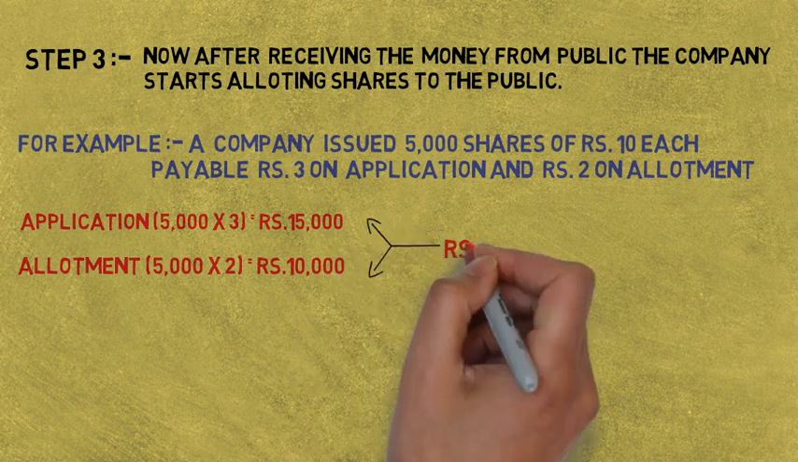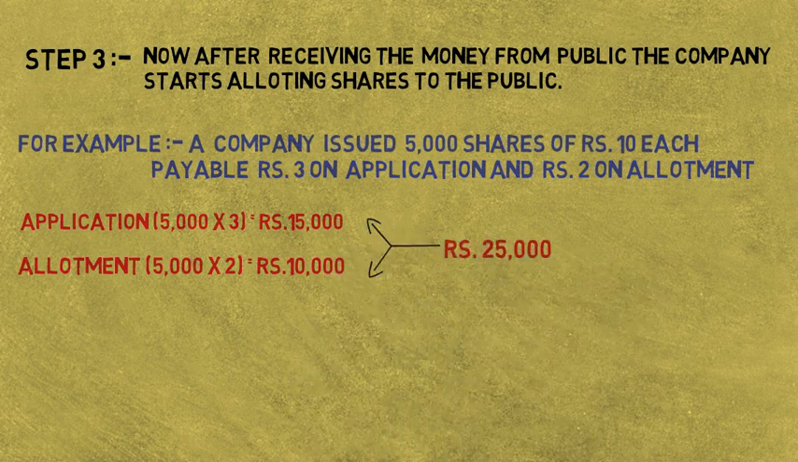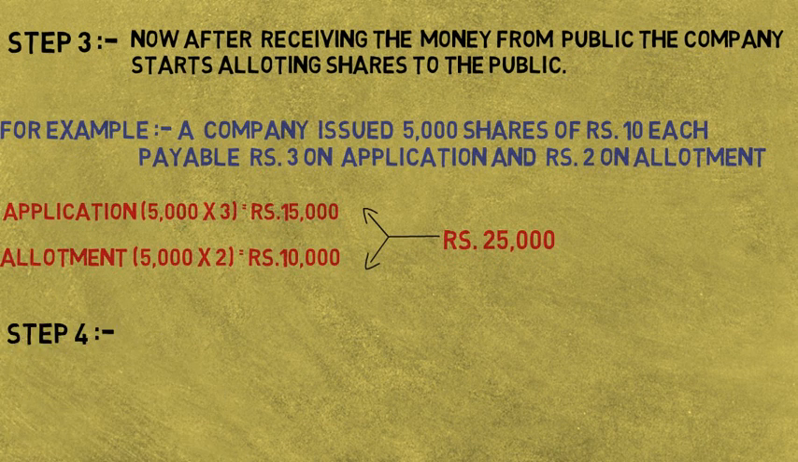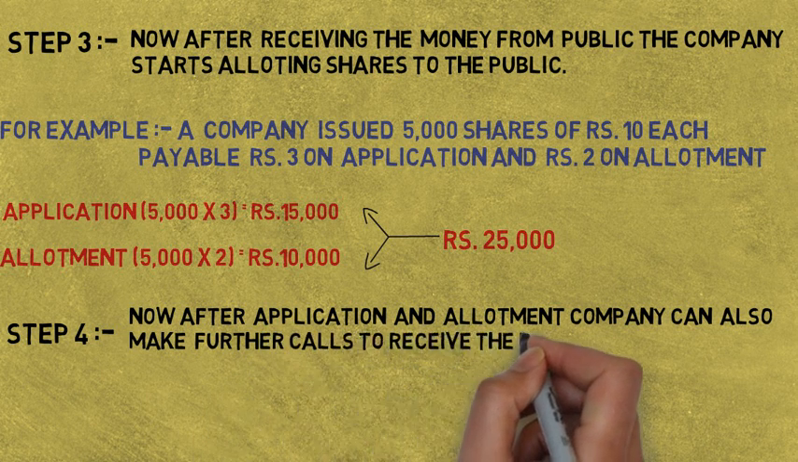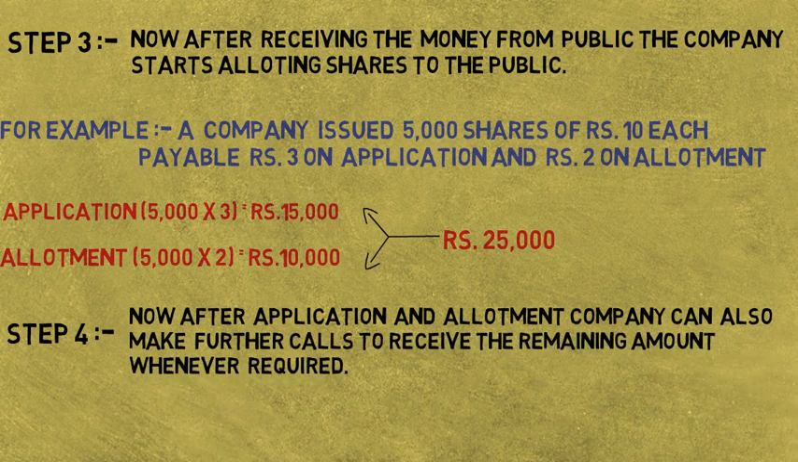Now the question is, what about the remaining 25,000 rupees? So hence in the fourth step, the company can also make further calls to receive the remaining amount whenever it is required. Now we will understand how we have to pass the journal entries related to this process in our questions.